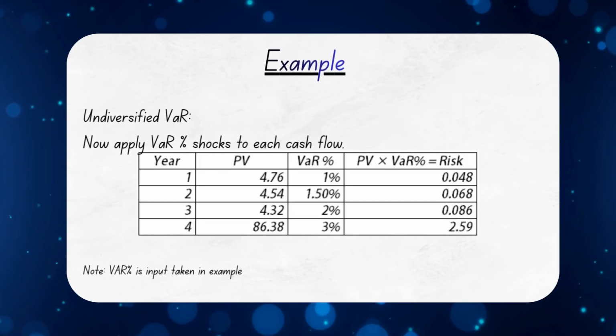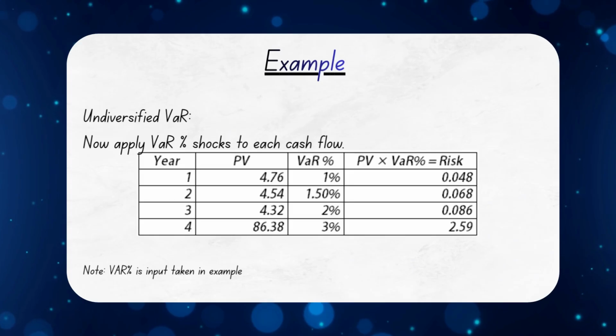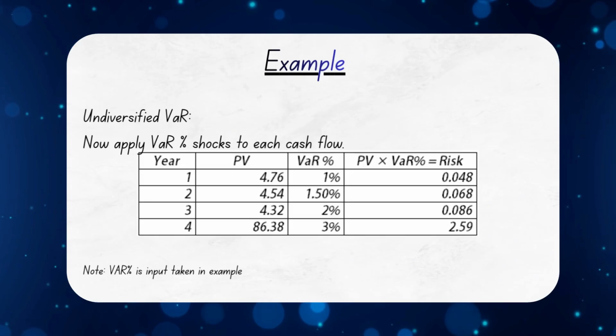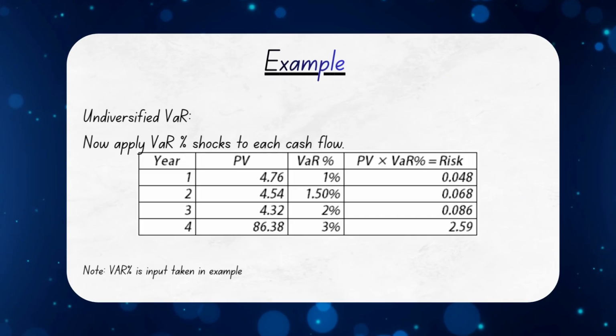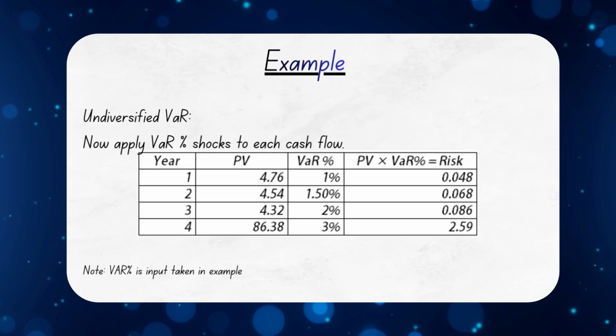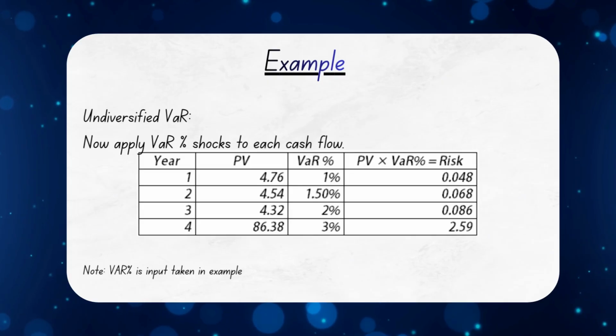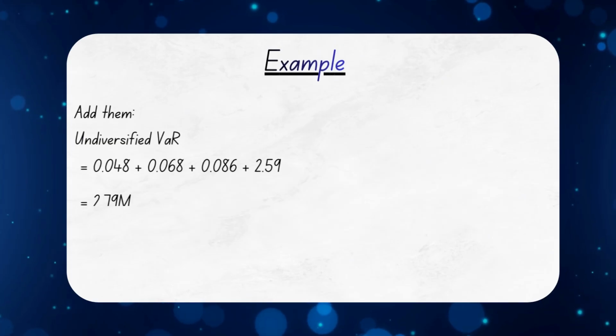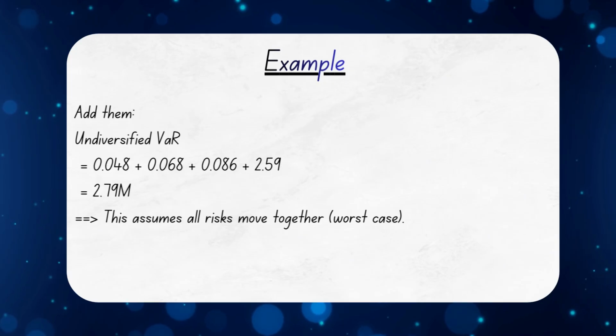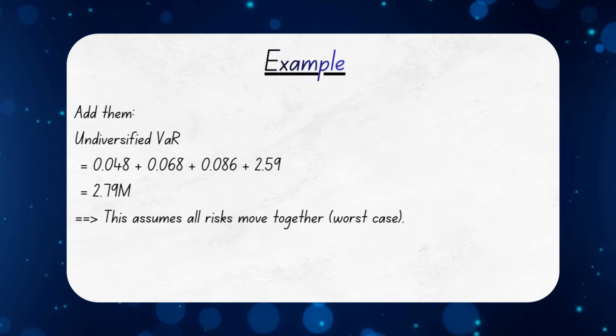Next, let's measure risk using VAR. We apply a VAR percentage shock to each present value. So 4.76 with 1% gives 0.048 risk. Similarly, we get 0.068, 0.086, and 2.59 for the last year. If we simply add all these risks together, we get the undiversified VAR. So 0.048 plus 0.068 plus 0.086 plus 2.59 equals 2.79 million.